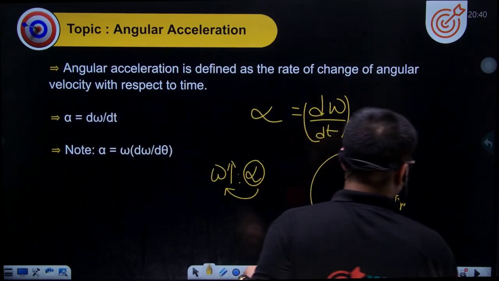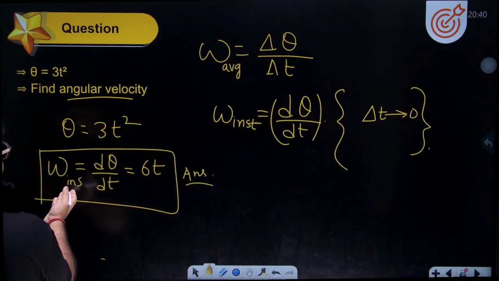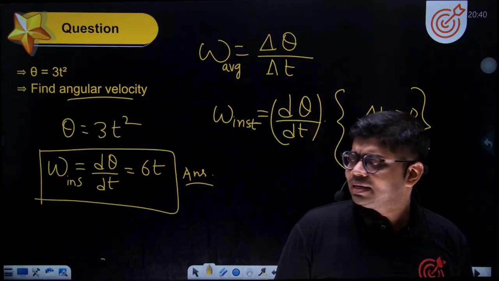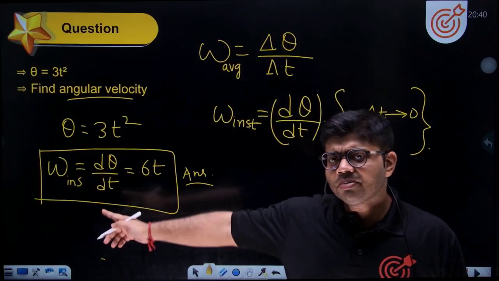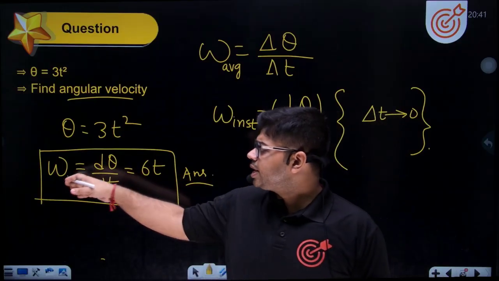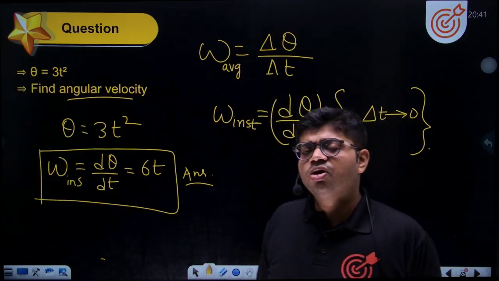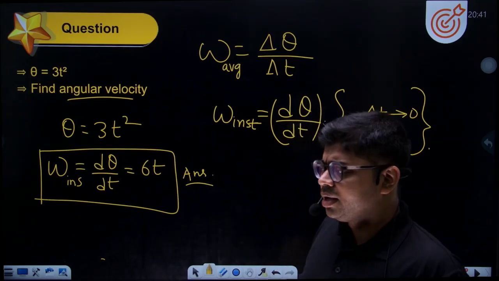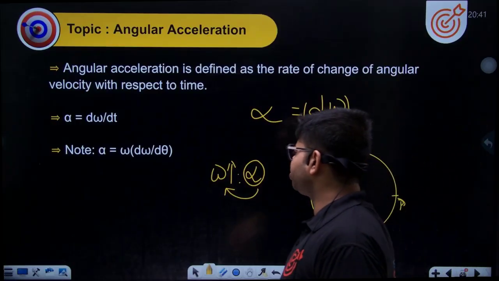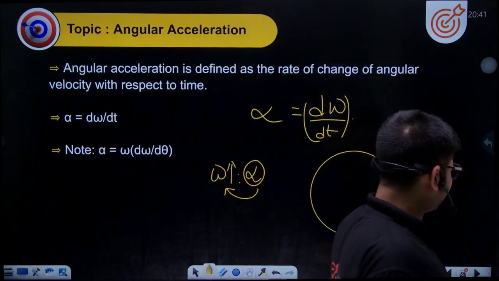Say for example, just the previous sum you see. Here with time the omega is constantly increasing. So I can say that the alpha, or the angular acceleration, is supporting the omega, or the angular velocity. As alpha is supporting the angular velocity, the direction of alpha and omega are the same. And if my omega decreases with time, then alpha is opposing my omega.